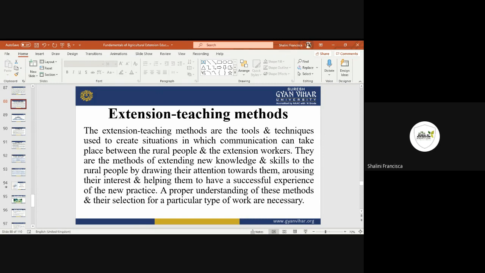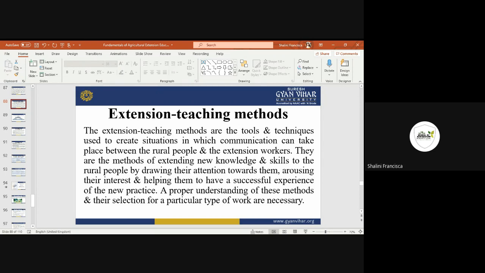Okay, so now we move on to our second topic, that is about the extension teaching method. In the previous slides, we studied the introduction to extension teaching methods and how the learning and teaching process takes place in them. So now we will move on to extension teaching methods and their classification. The first thing is we have to know what extension teaching methods actually are.